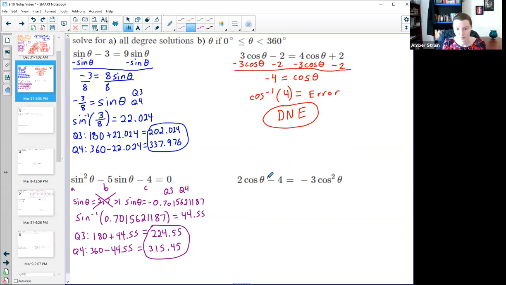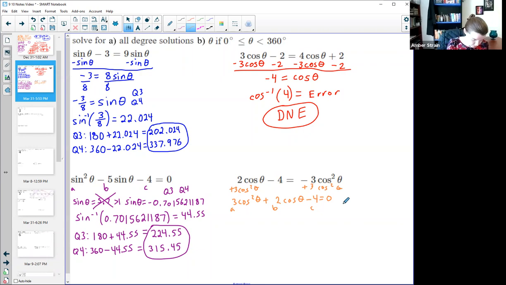So again, we can't use our quad program until it's equal to 0. So I'm going to move this guy over here. I'm going to add that 3 cosine squared over. Careful not to combine unlike terms. So this would be 3 cosine squared plus, because it's positive, 2 cosine. Now I can use quad, where my A is 3, my B is 2, and my C is -4.